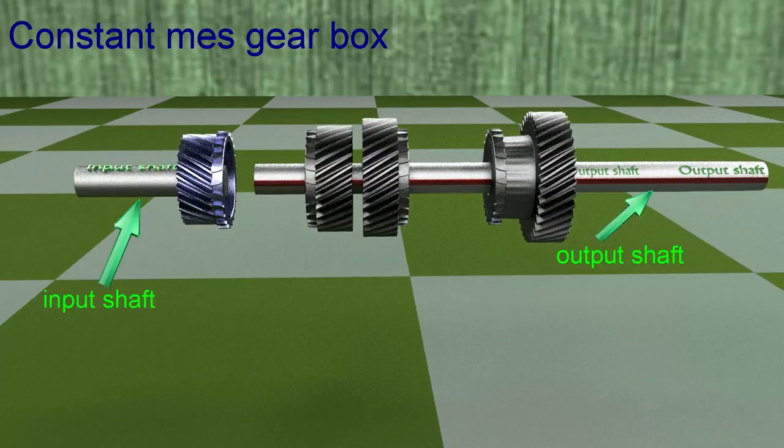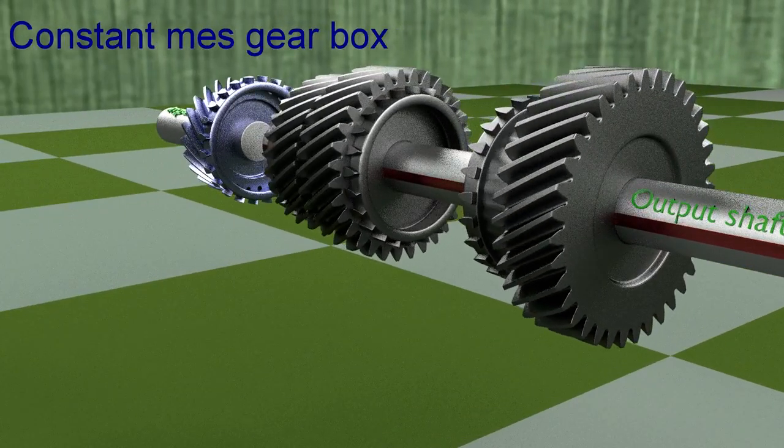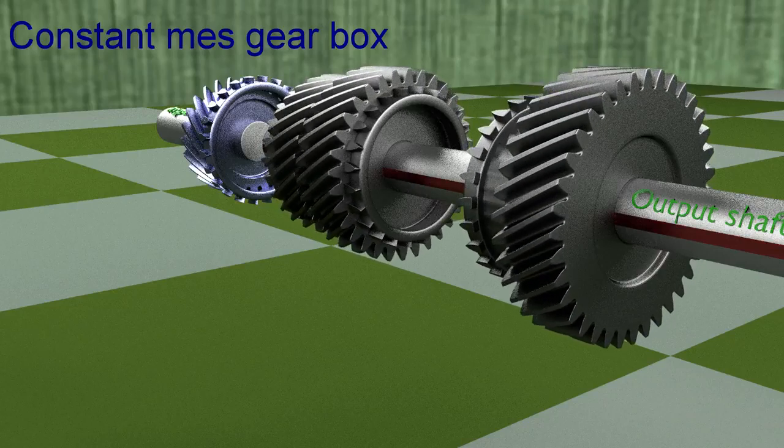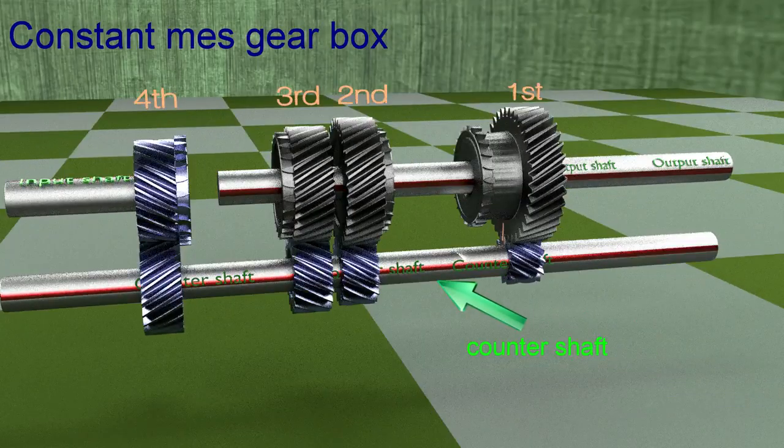Similar to the sliding mesh gearbox, the constant mesh gearbox consists of an input shaft which drives power from the engine through a clutch. The gears on the output shaft are not fixed and are free to rotate on the output shaft. These gears are shown by dark color. Different size gears are fixed on the counter shaft and cannot have any type of motion relative to the counter shaft. The fixed gears are shown by blue color. The gears mesh with the corresponding gears on the output shaft and always remain in mesh. These meshing gears have different gear ratios.